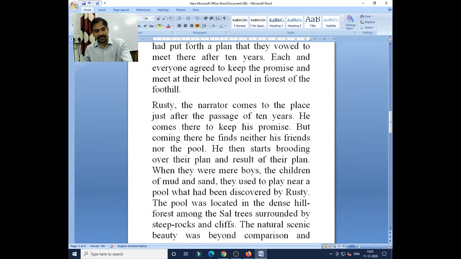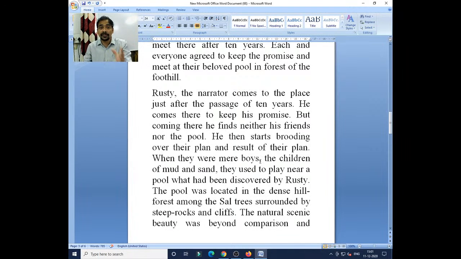But Rusty, the narrator, comes to the place just after the passage of 10 years. Nobody came. All had promised to come, but no one came except the writer, Rusty. He comes there to keep his promise, but finds neither his friends nor the pool, because surprisingly the pool was not there. The pool where they used to have a lot of activities during their childhood is not to be found now, and none of the friends is there.